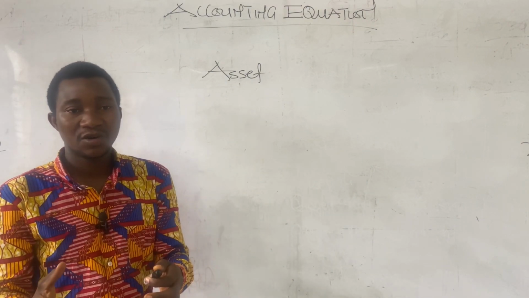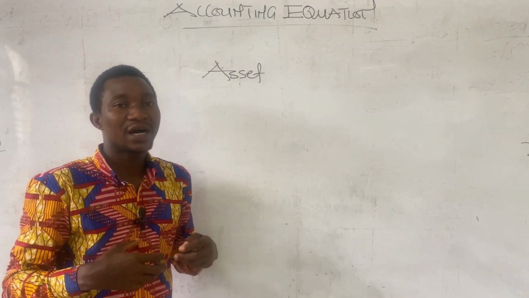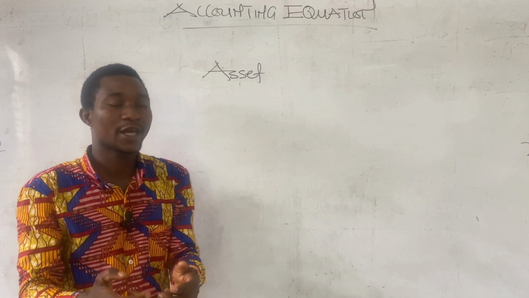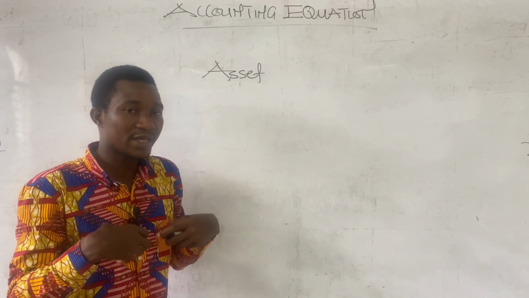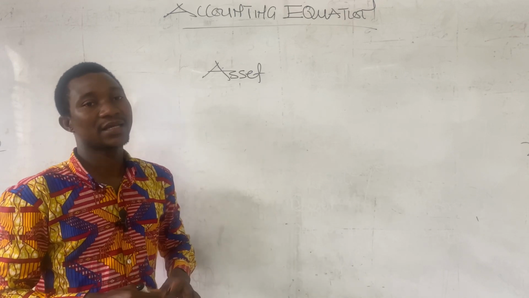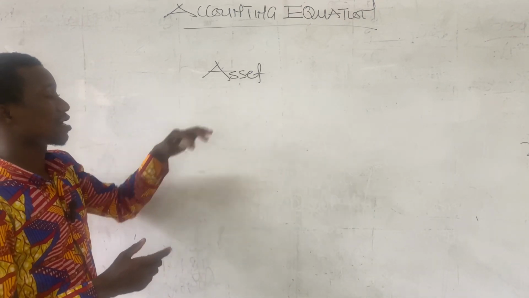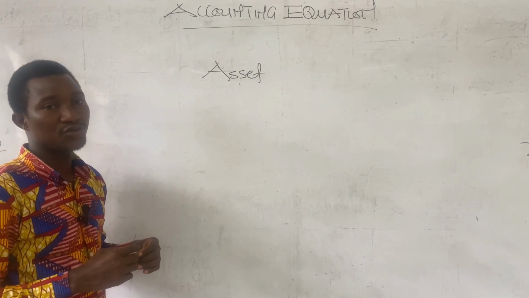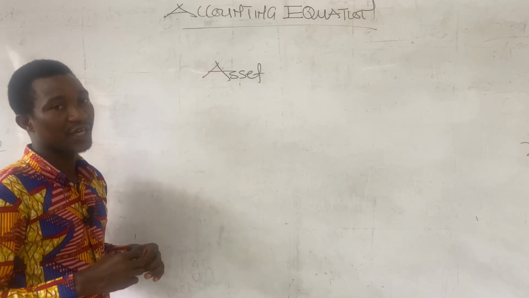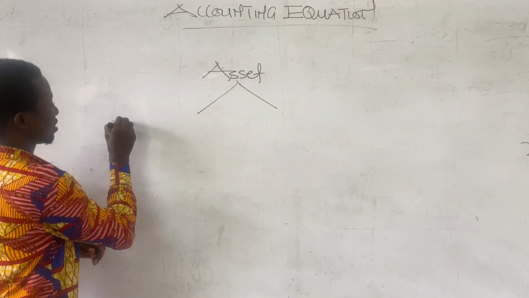So if a business organization has a motor vehicle or building, and this motor vehicle has the ability to provide future economic benefit to the business or entity, then this motor vehicle will be considered as an asset. Is that okay? Very good. So this asset can be classified into two. So we have two broad classifications of an asset. Okay. So we have the non-current asset.